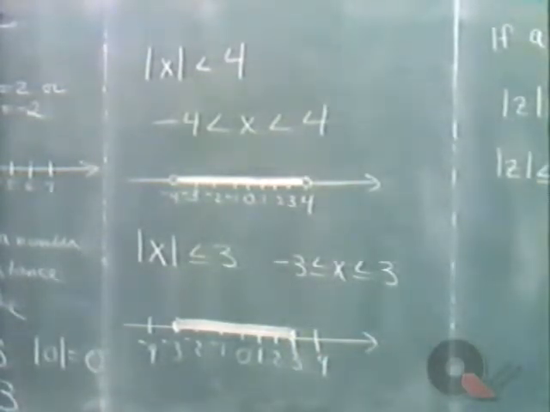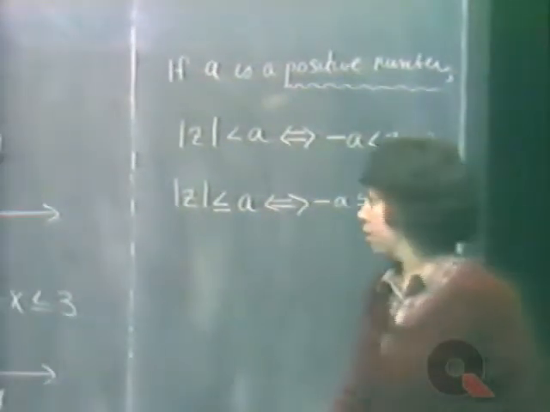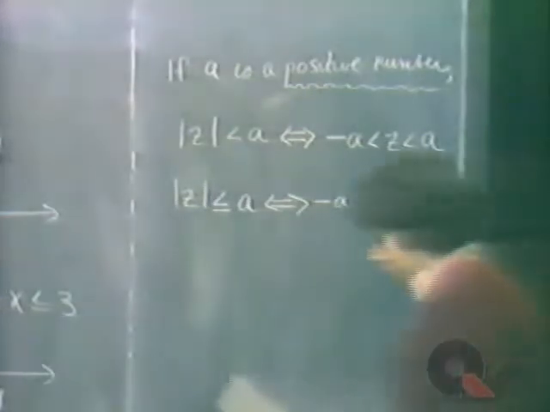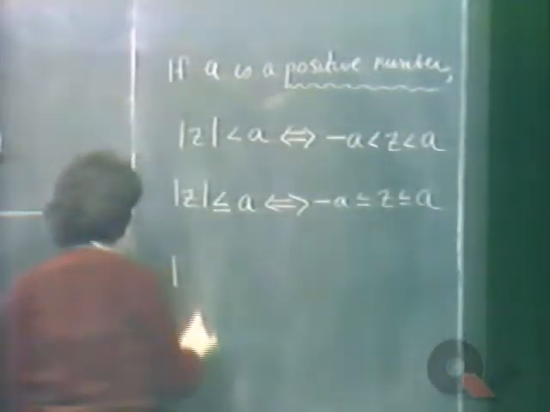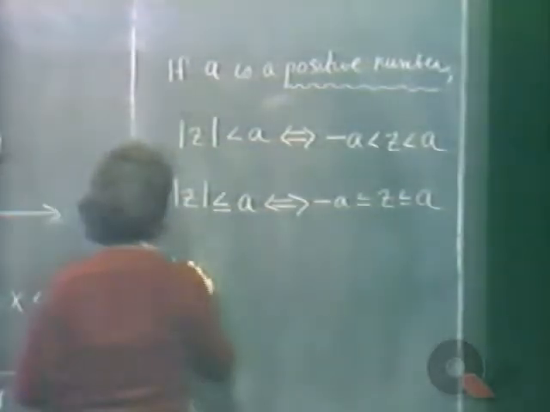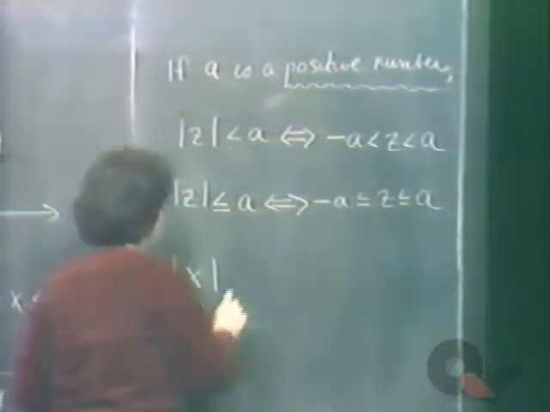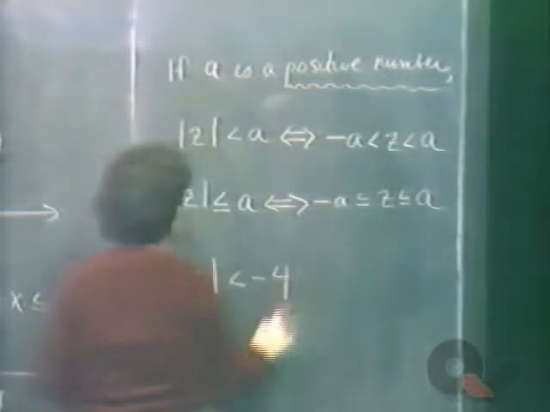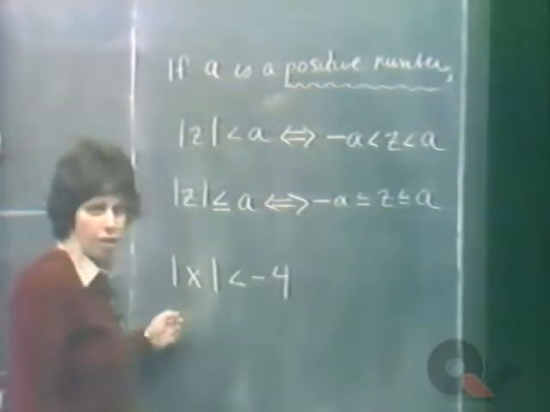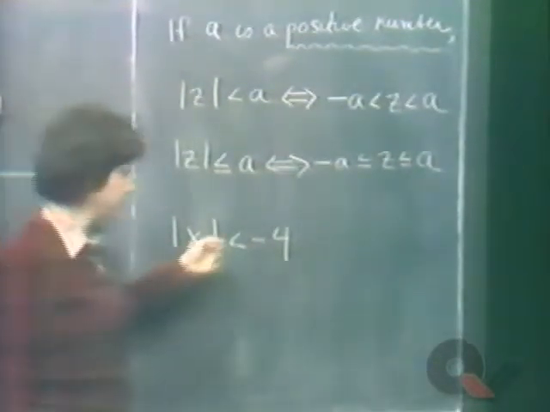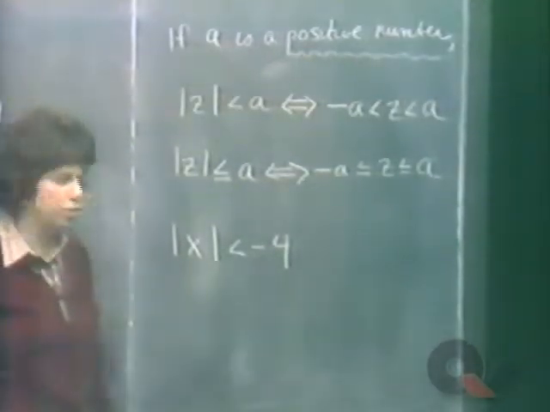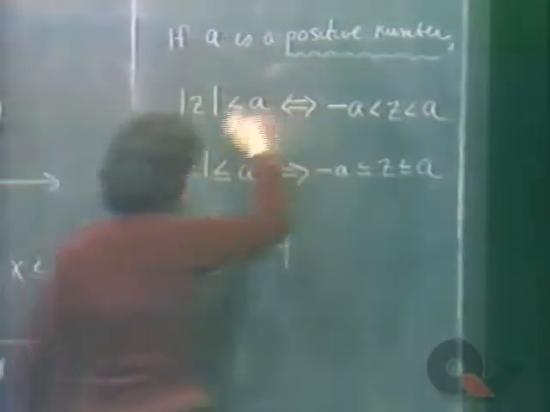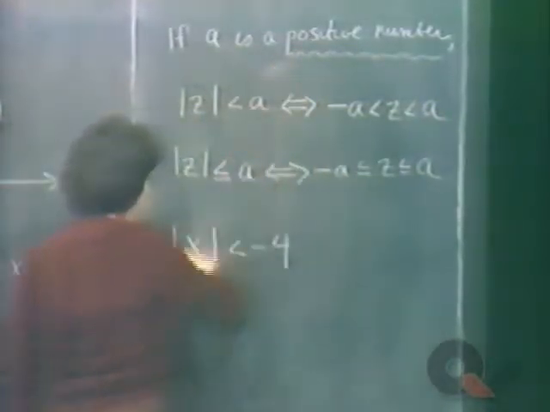Now, this business about a being a positive number is important. Let's see what happens if a were a negative number. For example, the absolute value of x is less than -4. We want to solve this inequality. The absolute value of x is to be less than -4. We see in this case there can't be any possible solution to the problem. Now, you do not proceed like this. This is only if a is a positive number.